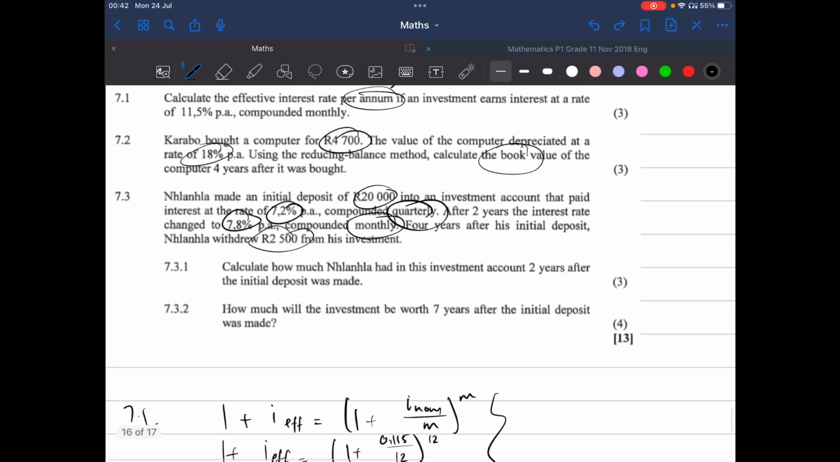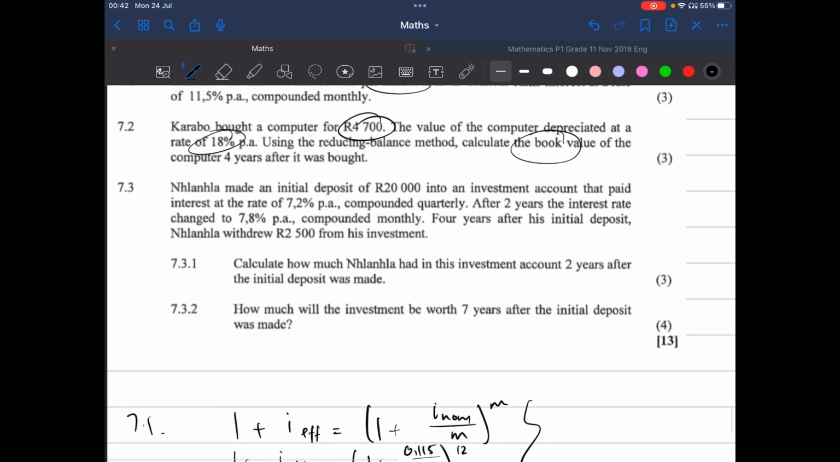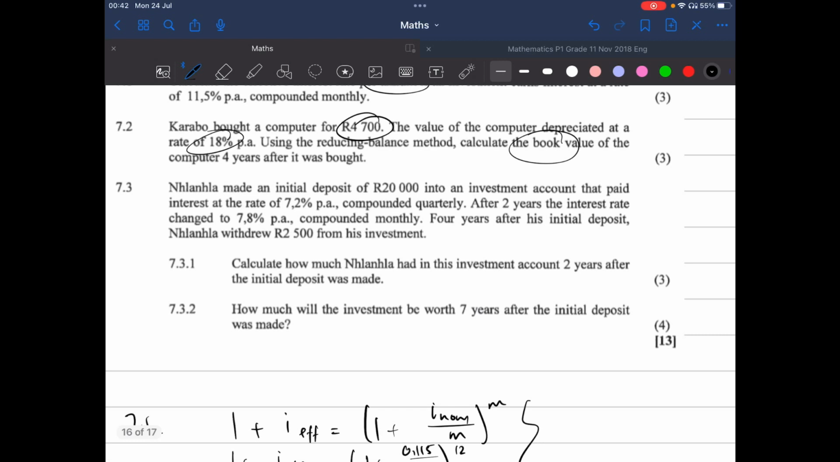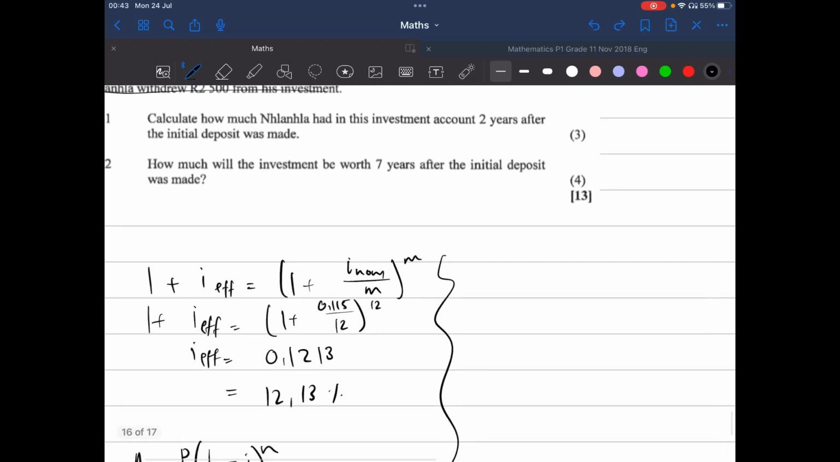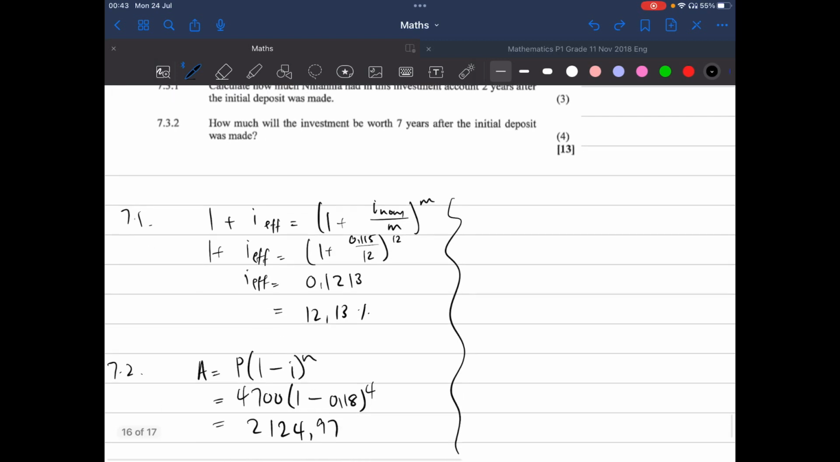Okay, so 2 years after the initial deposit. So there's a lot of things happening here. Let's try to break it down. So initially there was 20,000 rand in the account, right? And it was compounded quarterly at that rate. After 2 years, we can ignore all of this for now, because the first question is only asking for the first 2 years. Okay, so 7.3.1.